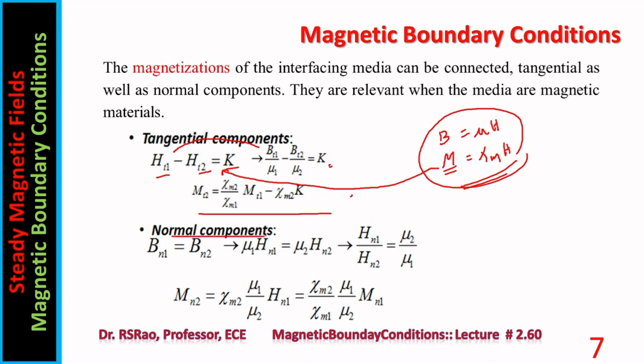Similarly, the condition on normal components also can be converted in terms of field intensities and in terms of magnetizations. So the connection between magnetizations is relevant: connecting the tangential component of magnetizations and connecting the normal component of magnetizations, giving boundary conditions in terms of magnetizations. That aspect is relevant when one or both the media are magnetic.